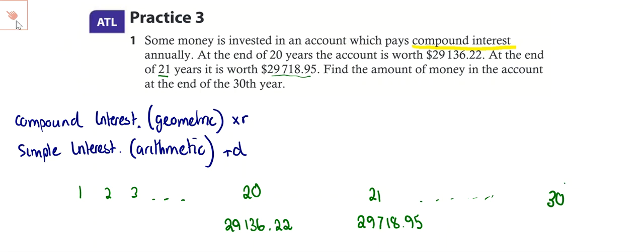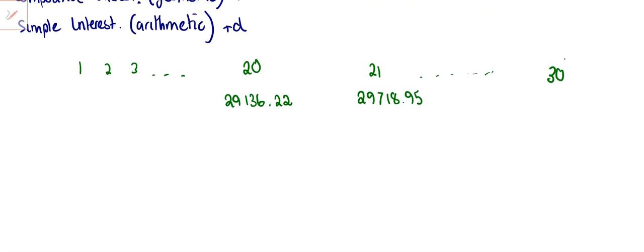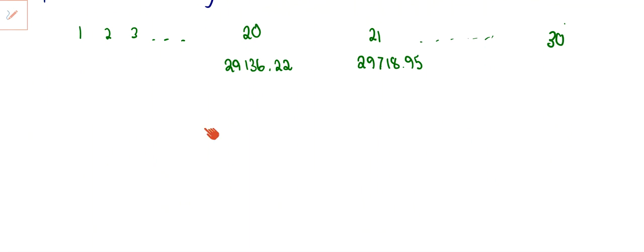So, what do we need to do? Find the what? It's not a difference. It's not that, is it? Why not? Because we know it's geometric. How do I know it's geometric?